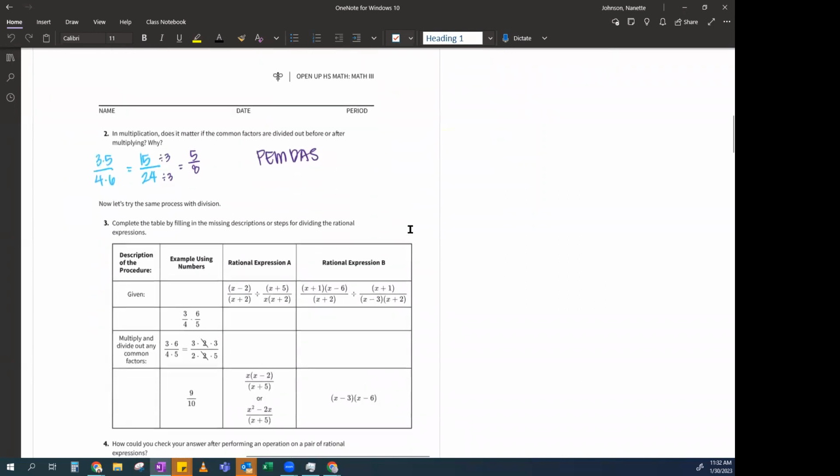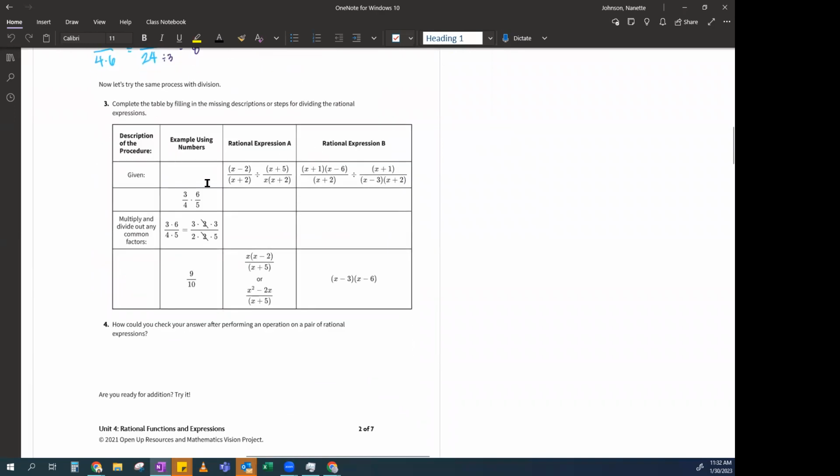Okay. So the next thing you and your group are going to go do, you're going to practice division. We already talked about dividing. You know how to divide. We talked about it's just really multiplying by the reciprocal. Okay. So you'll notice that these steps look the same. Multiply and divide out any common factors. Same thing goes. So I'm going to pause the video here.